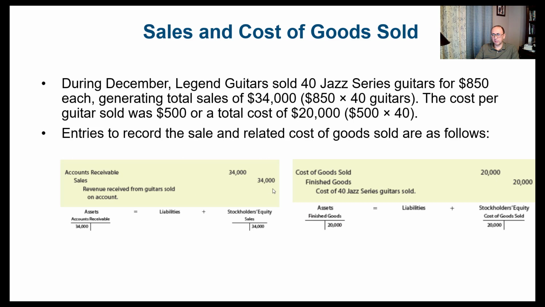And then we need to calculate the cost of goods sold. The cost of goods sold in this case is $20,000, and then we credit finished goods, because now it's sold, for $20,000.